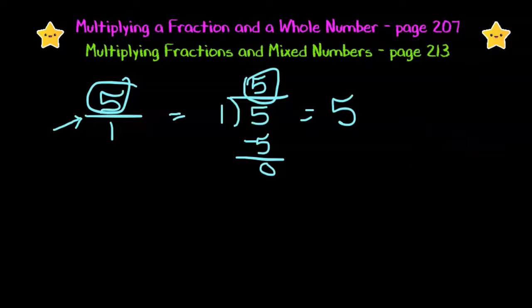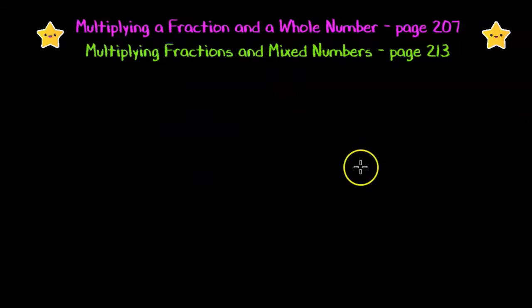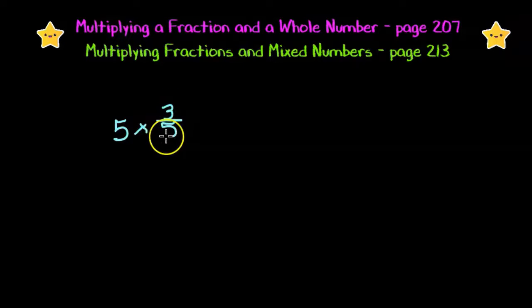Does that make sense? That works for any whole number. It could be 3 over 1, it could be 100 over 1, it doesn't matter. Anytime I have a number over 1, it doesn't change the value of the whole number. It's still going to remain that same number. Now, today what we're doing with that information is we're going to be multiplying fractions. So let's say I had that 5 and I was multiplying it by 3/5.